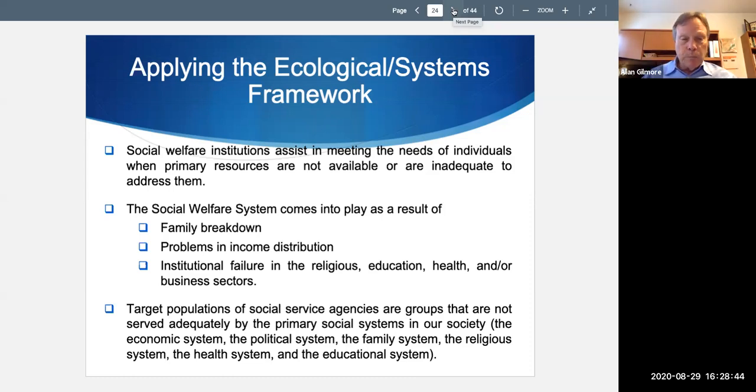Target populations of social service agencies are groups that are not served adequately by the primary social systems in our society: the economic system, the political system, the family system, the religious system, the health system, and the education system. So all of those systems have areas in which populations are often not able to succeed at the level that others are. And so what that results in is the need for social service, what we often call a safety net, to help support individuals and families who are falling through these other kinds of systems.